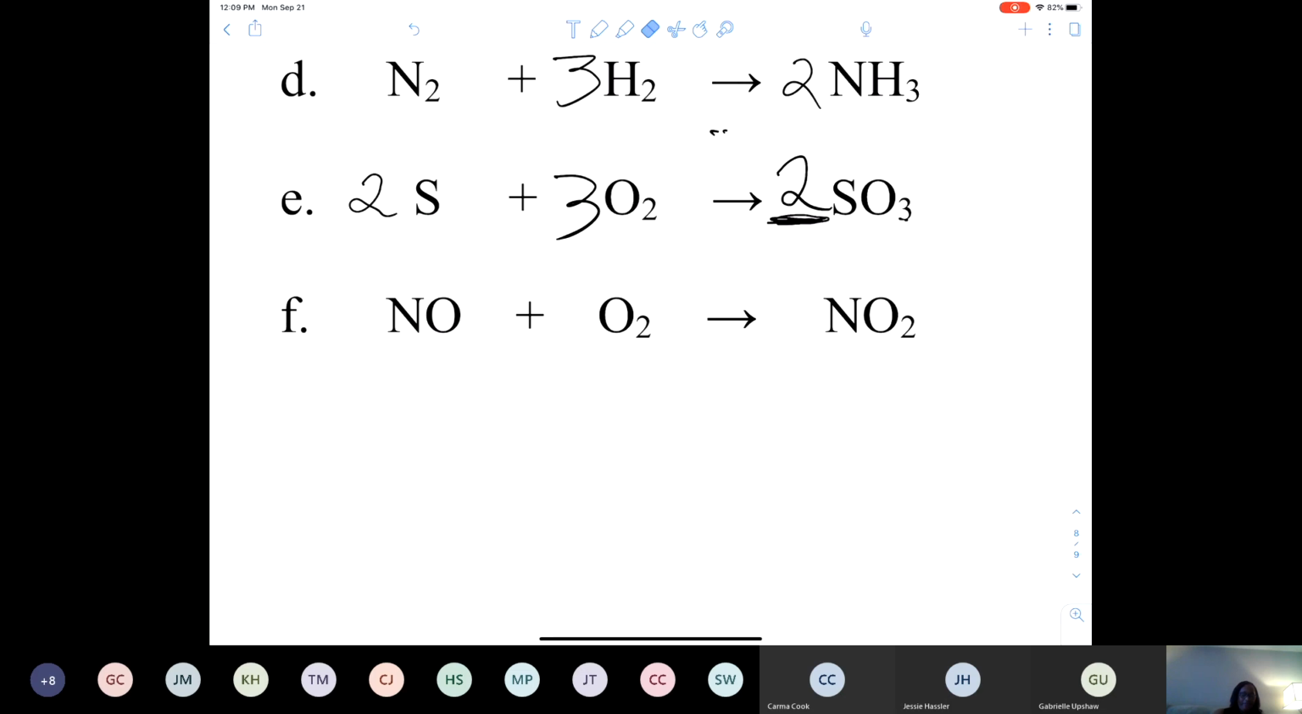What about F? We've got 1 nitrogen on each side, but we've got 1 plus 2, 3 oxygens on the left, and only 2 oxygens on the right. So what do we need to do to balance this one?